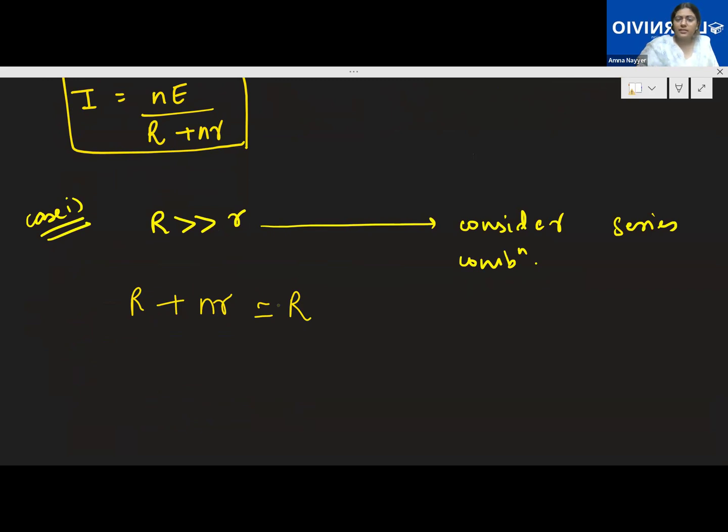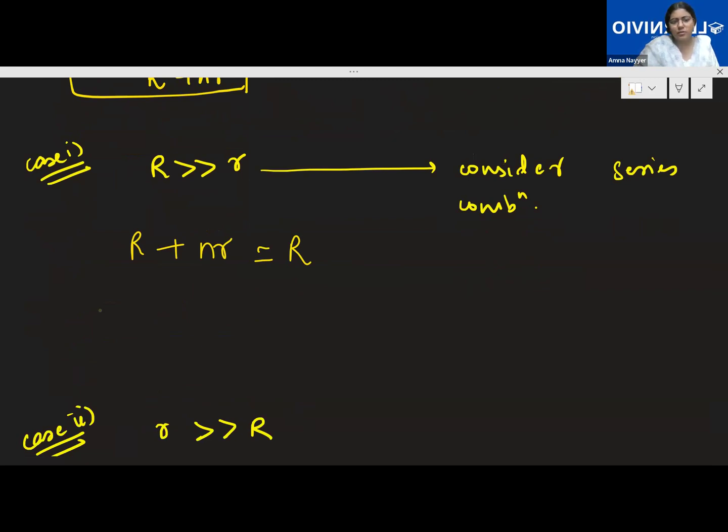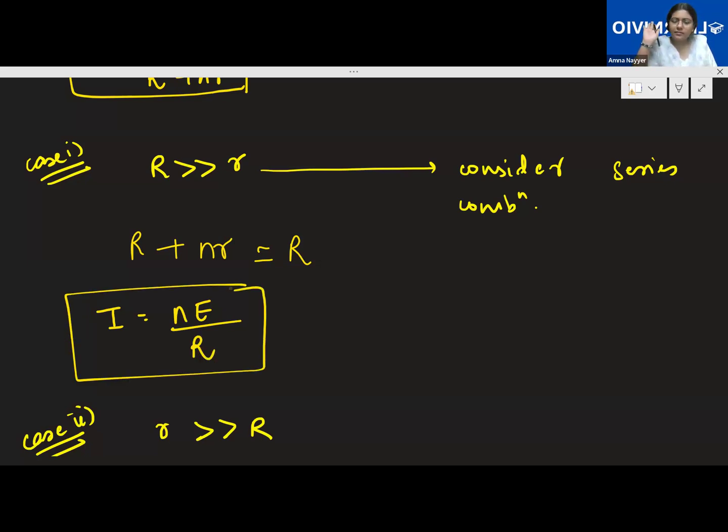So in such a case, forget about this line, consider series combination. This I'll explain to you later. Just right now, ignore this. Just focus on this part which I'm telling. It will be NE divided by, now the whole denominator can be just written as R. This much is fine.